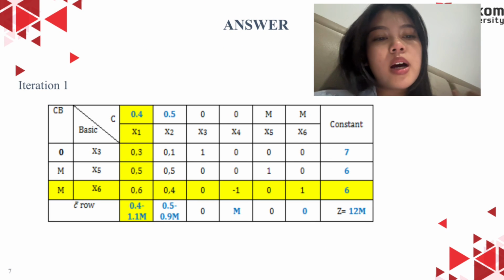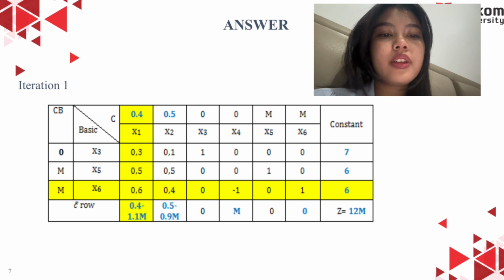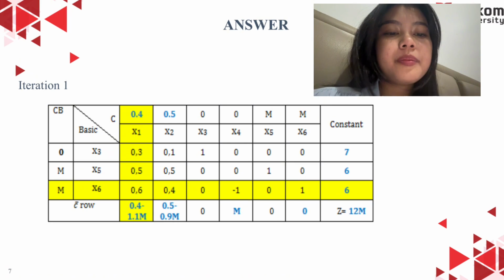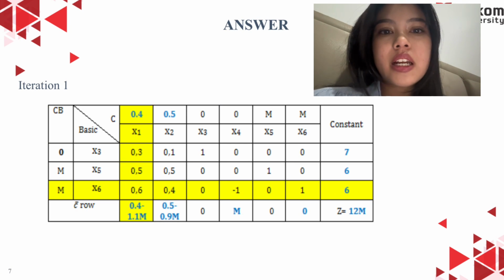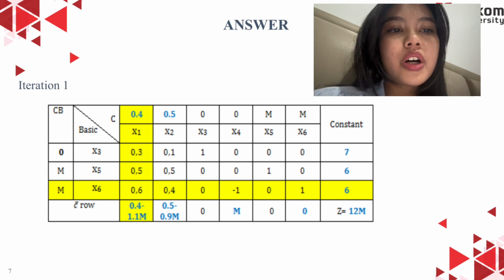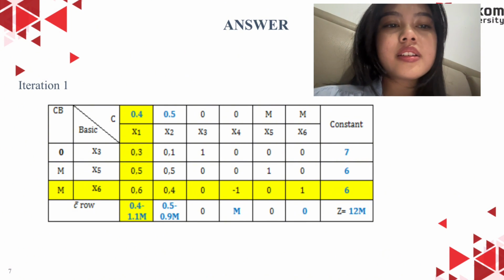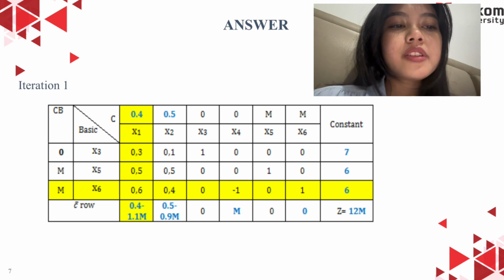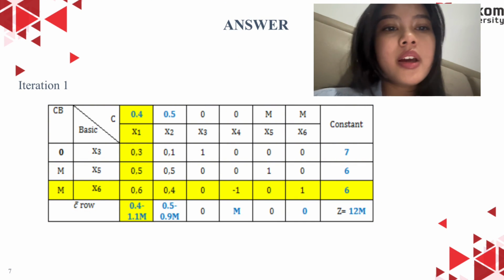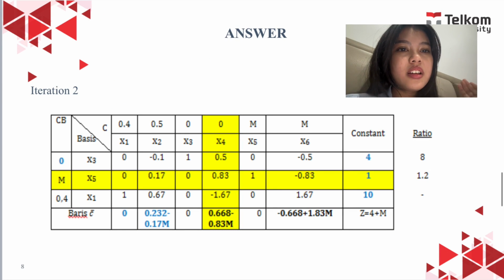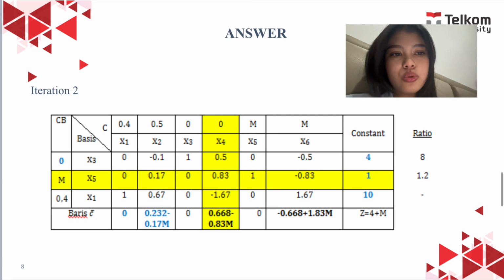For iteration 1, we have the CB, that is 0, M, and M. And for the basic variables, we have x3, x5, and x6. For x1, we have the value 0.4. And for x2 it is 0.5. For x3 it is 0, for x4 it is 0, for x5 it is M, and for x6 it is M. And this is for iteration 2.